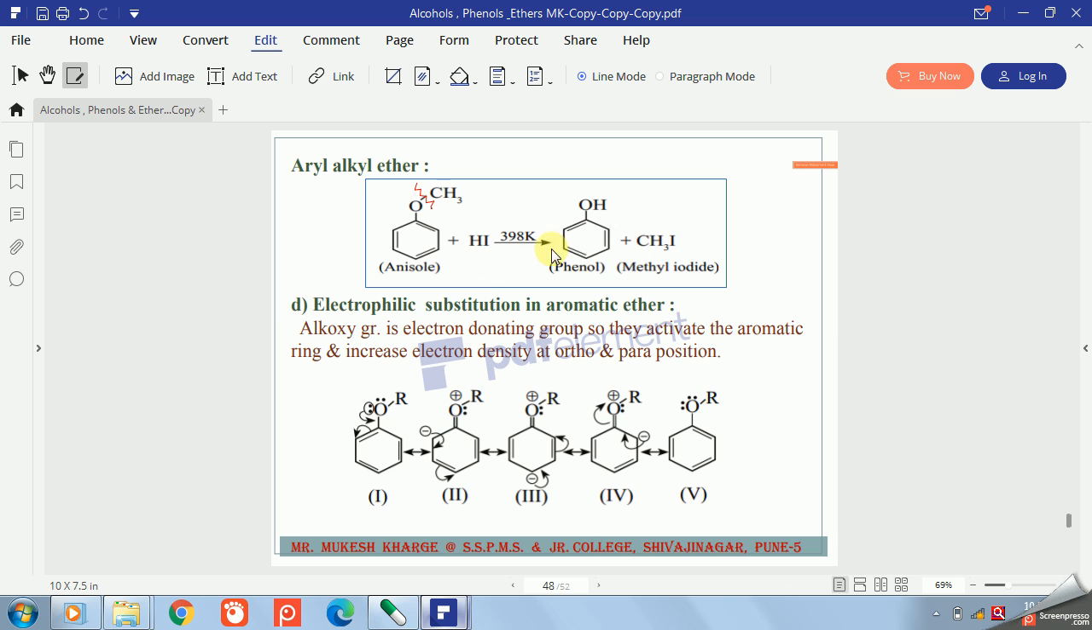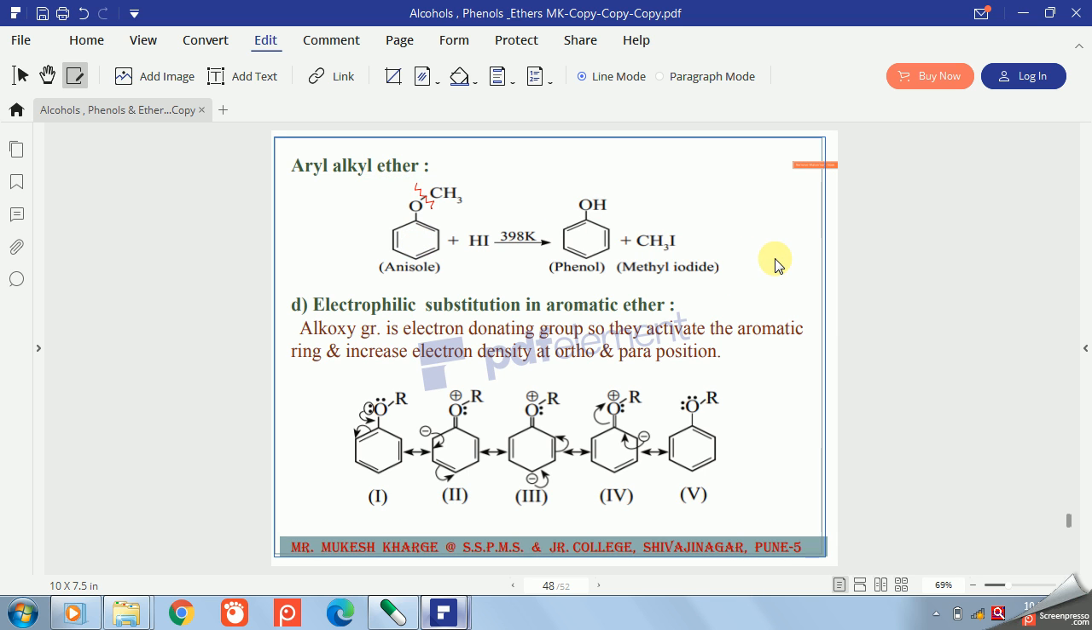So do not change the groups. Do not prepare CH3OH, that is methyl alcohol, and iodobenzene. That is the wrong product.